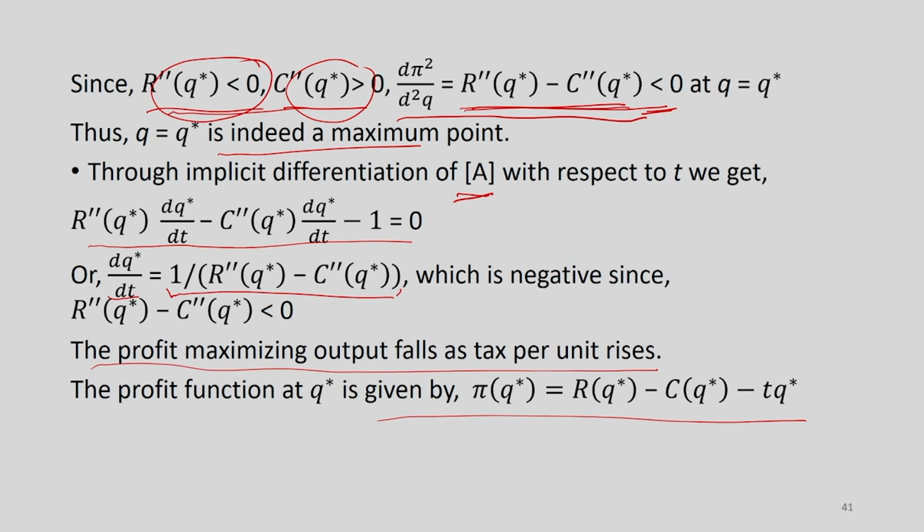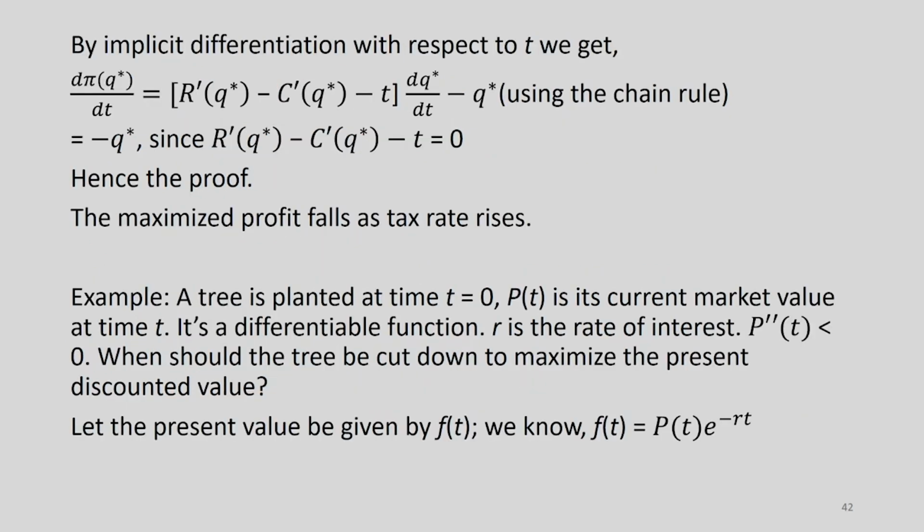What happens to that profit function? So now this is obvious, so I just have to replace q by q star, and so pi q star will be r of q star minus c of q star minus t multiplied by q star. Now again we are taking the help of implicit differentiation. I am differentiating with respect to t, and doing so, this is what I am going to get, right.